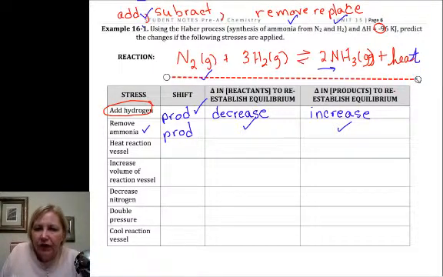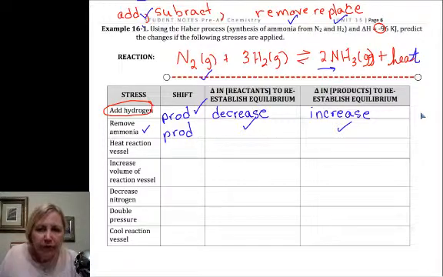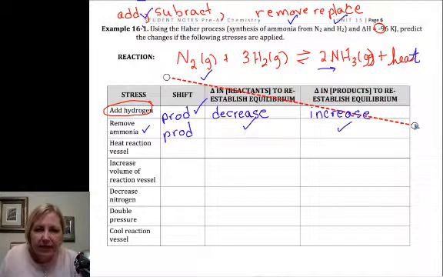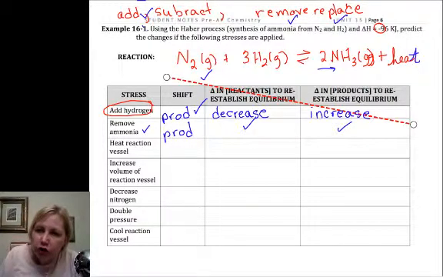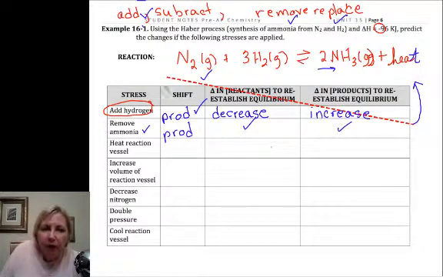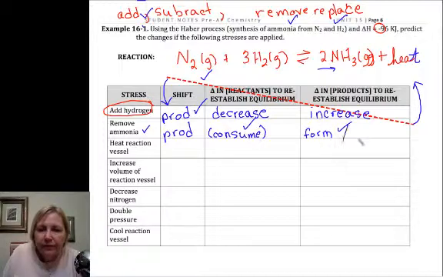Let's see what it looks like with our little line. So that represents equilibrium. Here comes my stress. Here's my stress. I've lost ammonia. Now, my answer isn't what happened during the stress. My answer is, what do I do to get back? So I want to get this line back even. So I'm going to increase my products and decrease or consume reactants. So I'm going to decrease or consume reactants, and I'm going to form or increase my products.